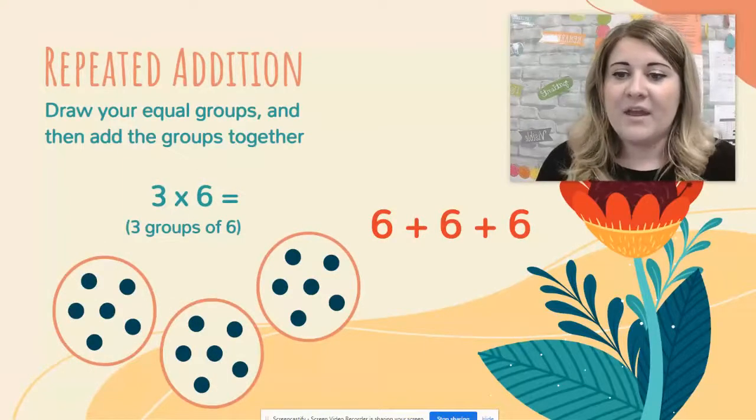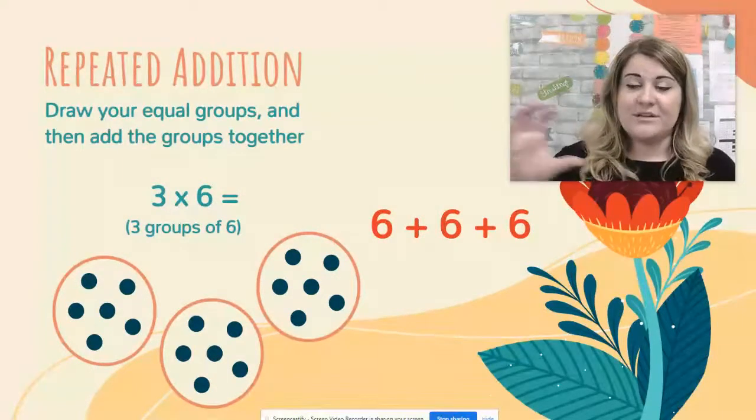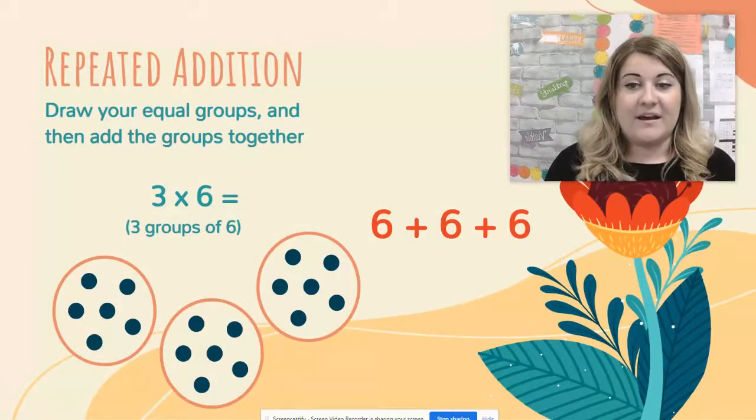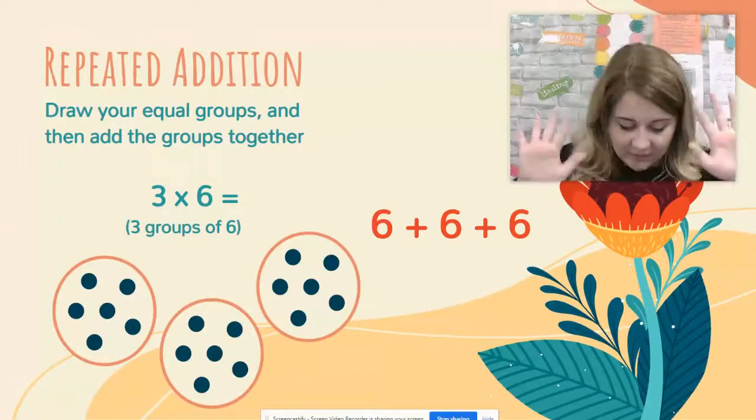Our next one, we're doing 3 times 6. That is 3 groups of 6. I drew 3 circles, 6 in each group, and then we add the groups together to get the repeated addition. Let me explain to you. This is what I want.